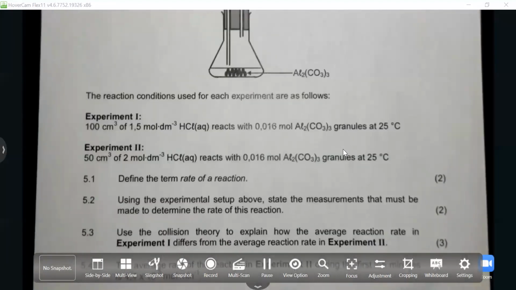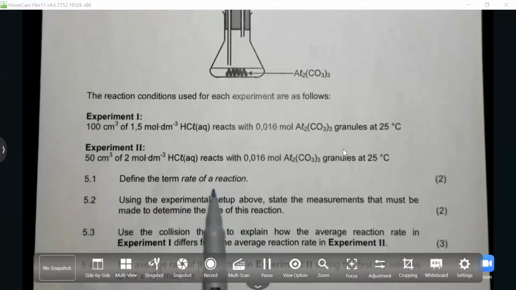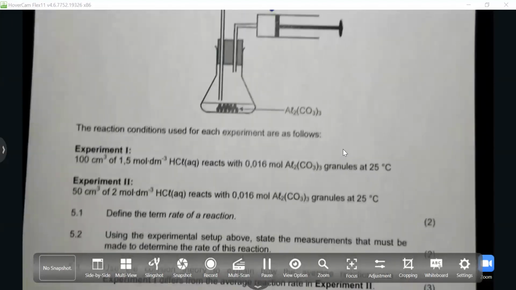Okay, so the first question asks us to define the term rate of reaction. And this question is very common in exams. So it's a nice opening question and it's a nice easy 2 marks that you can get. As you know, the rate of a reaction is the amount of a substance that is used up over a specific time, or it's the amount of a substance that is formed over a specific time. In both cases, we have to indicate that time is involved in the measurement because we are measuring the rate, and the units of rate have time in them, whether it's seconds or minutes or hours.